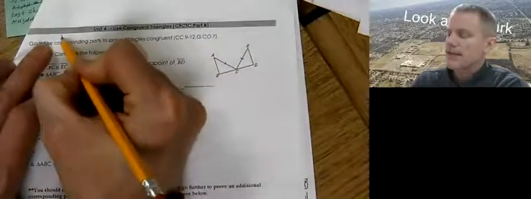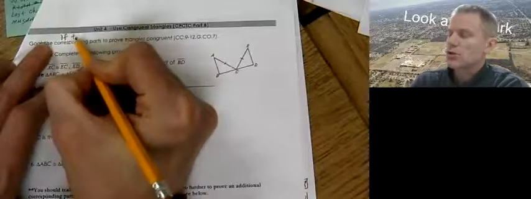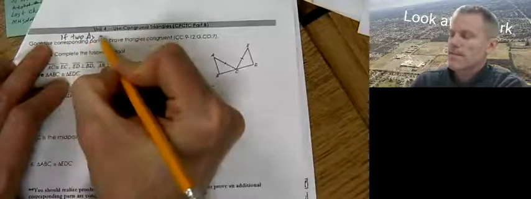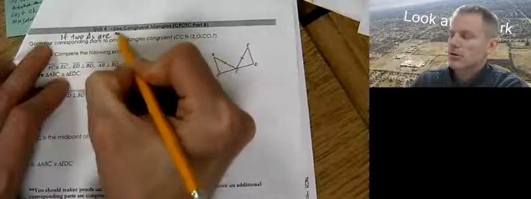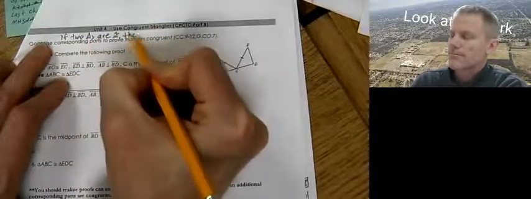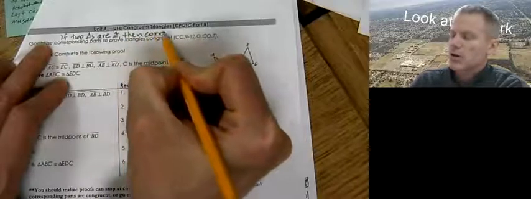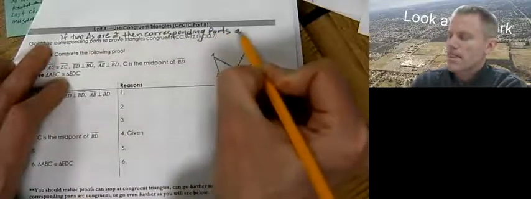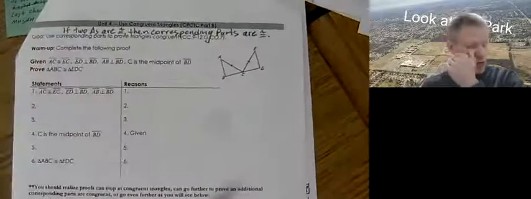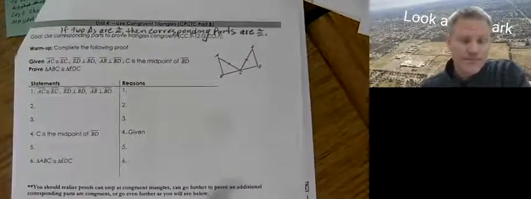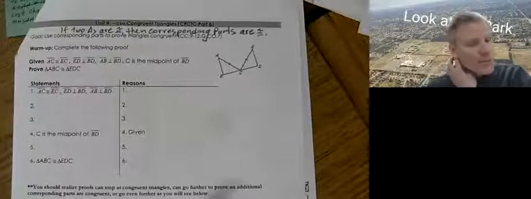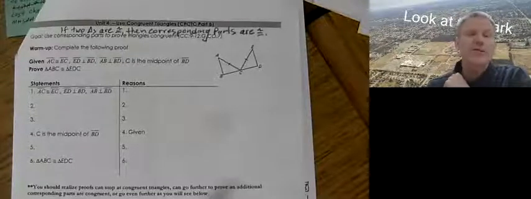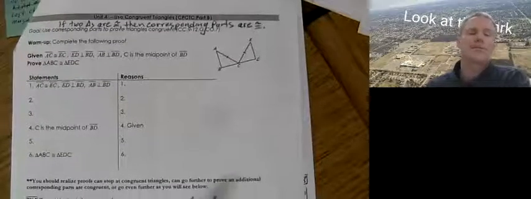We say if two triangles are congruent, then corresponding parts are congruent. So if you know triangles are congruent, then you know that the other corresponding parts that we haven't talked about must be congruent also.